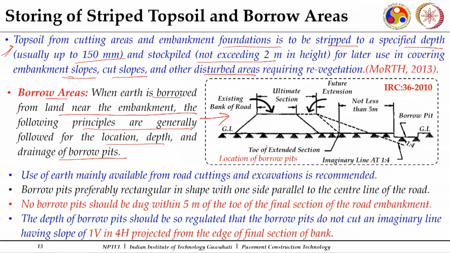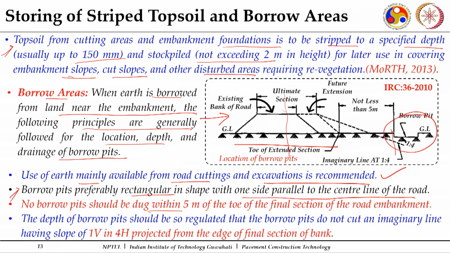If a construction has to be taken up here and I need to select a borrow area, you can see a borrow pit needs to be selected. It says use of earth mainly available from road cuttings and excavations is recommended. Whatever you get through the cuts in the cutting areas or through excavations, we will first try to use that. If that is not found suitable or is insufficient, then we will go for borrow pits, preferably rectangular in shape, with one side parallel to the center line. If this is our center line, this side will be parallel to the center line.